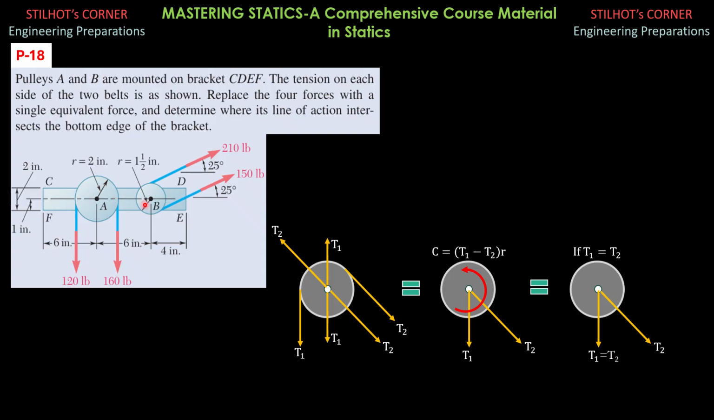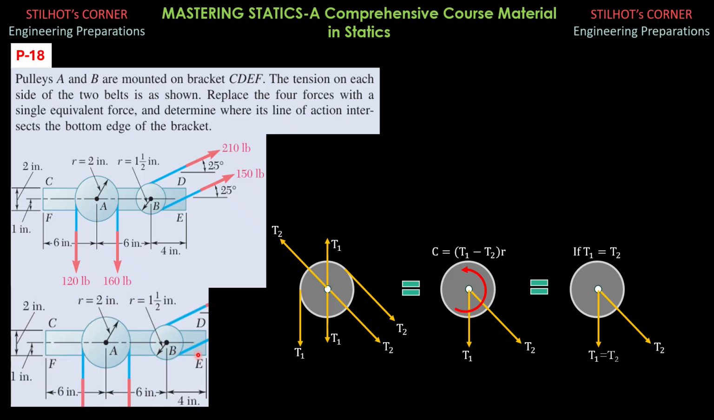In this case, we add these two forces, 210 plus 150 is 360, same inclination of 25 degrees, and it is now acting at B. Then the couple would be 210 minus 150 is 60 times the radius, which is 1.5, so 90 pound-inches, and it is also clockwise. So we now replace this system with the one in this system here.